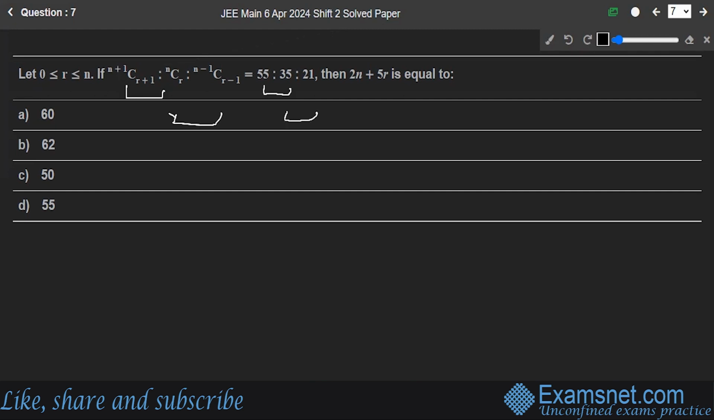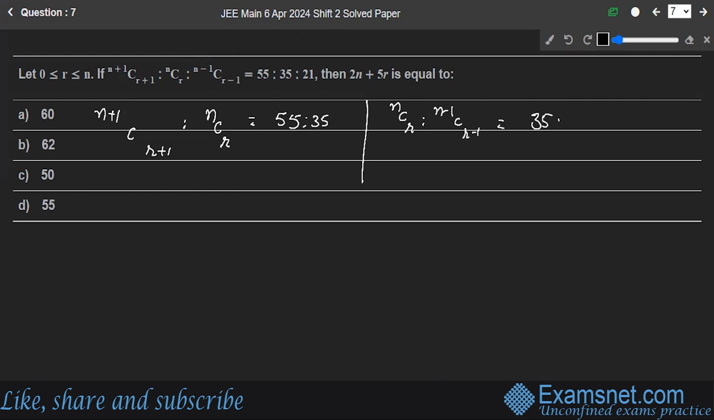So the first can be written as n plus 1 C r plus 1 ratio n C r, which is equal to 55 ratio 35, and n C r ratio, this 35 is to 21. So this is nothing but n plus 1 upon r plus 1 into n C r upon n C r. This cancels. You have n plus 1 upon r plus 1 is equal to 11 upon 7.